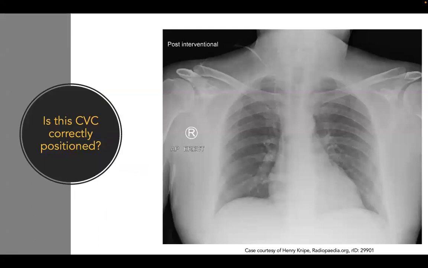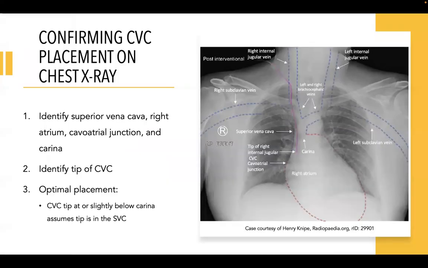Is this central venous catheter correctly positioned? Yes, this central venous catheter is correctly positioned. This is a chest X-ray of a right internal jugular central venous catheter.